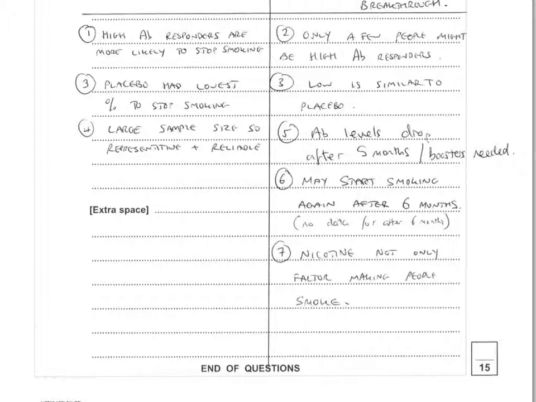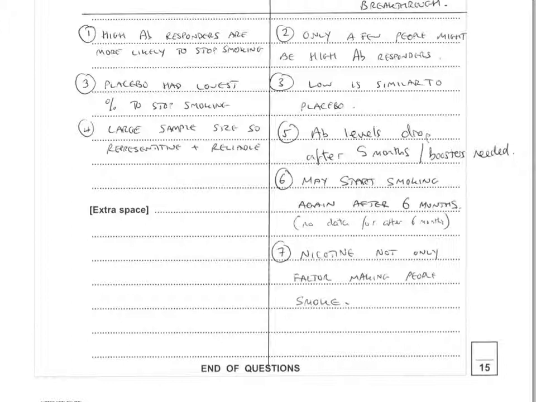The antibody levels drop after 5 months, so you'd need boosters. Okay, so is the vaccine actually that successful if you need a booster every 5 months or every month? It doesn't tell us any information at all in the table above if people started smoking again after 6 months. Okay, is it a long-term solution? We do not know.